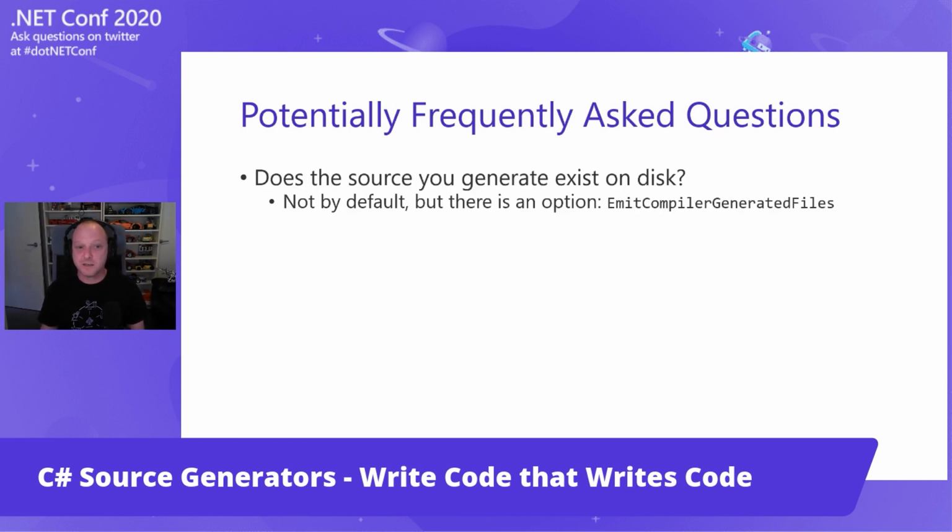Firstly, does the source you generate exist on disk? Not by default. You can do that. There is an option called emit compiler generated files. This is sort of the first gut feeling everyone has: hey, I've written a source generator, it generates some source, let me see it. That option is there for you, but you shouldn't rely on it. In fact, I personally, and I've written a few of these, have never needed it. I've never turned it on.